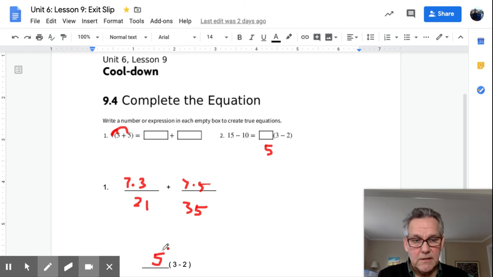Because working forward, you would take that 5, multiply it by the 3, that's 15. And of course, take that 5 and multiply it by the 2, and that would be the 10.